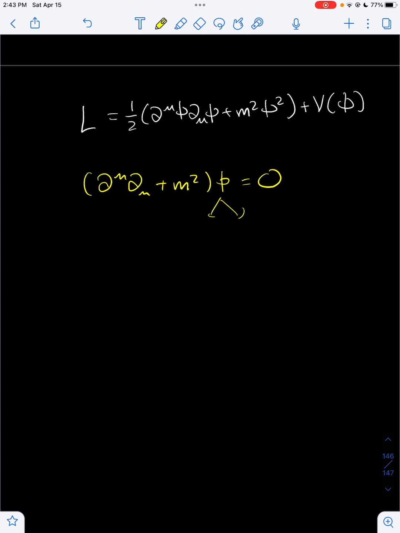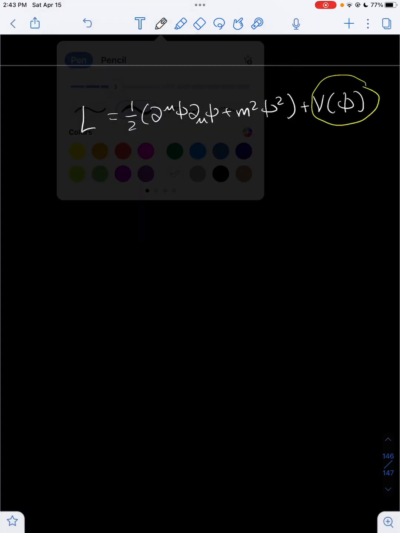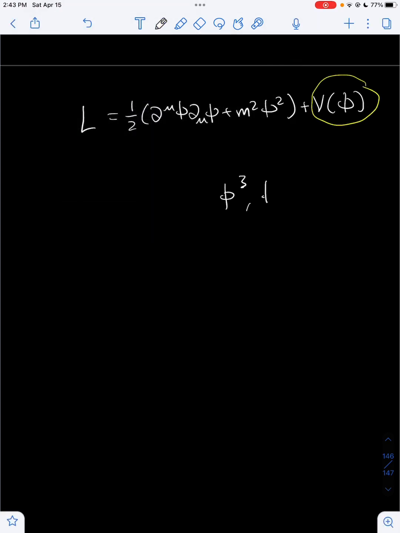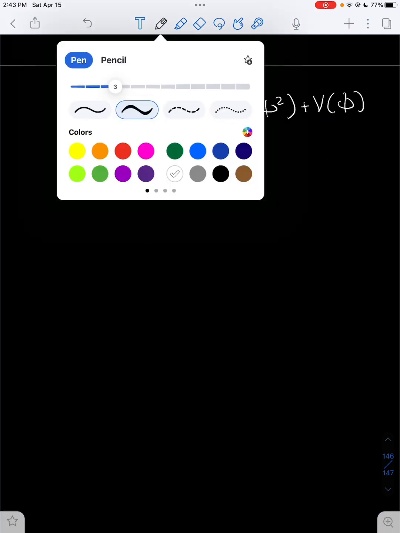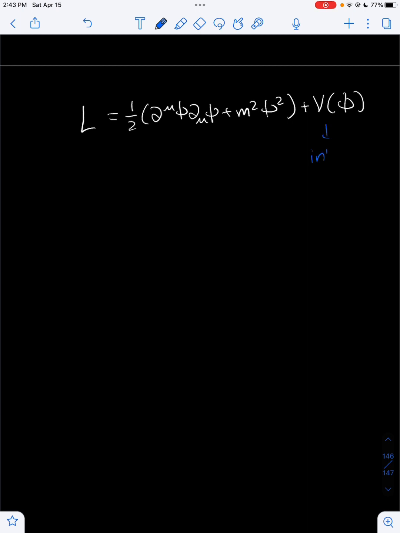For an interacting field, the field is going to interact with itself, which sounds redundant, but it's going to make sense, trust me. To describe interactions, we add what's called a potential to our Lagrangian. This potential is going to be some sort of function of phi. It might be phi to the third, phi to the fourth, 2 phi to the third plus phi, just some general function of phi. We add that to our Lagrangian, and we call this the interaction term.